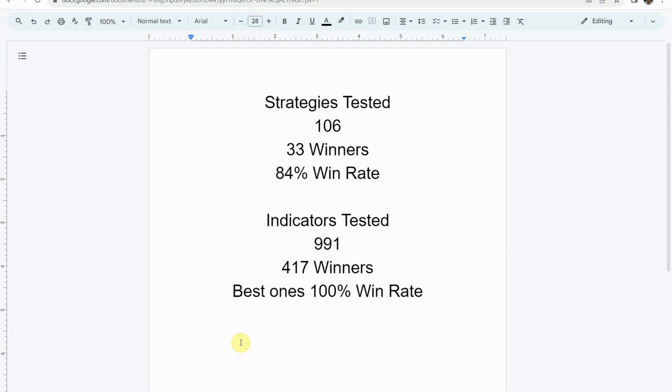We've also tested a total of 991 indicators, with 417 of them being winners. The best ones so far were able to achieve a 100% win rate. Now you need to go back and watch those videos to understand the context of how they were able to achieve that. So go back and watch those videos and see what you can get out of those winning indicators. And keep in mind that we test most of these indicators and strategies on the Forex and crypto market, but they can be applied to just about any market and time frame universally.